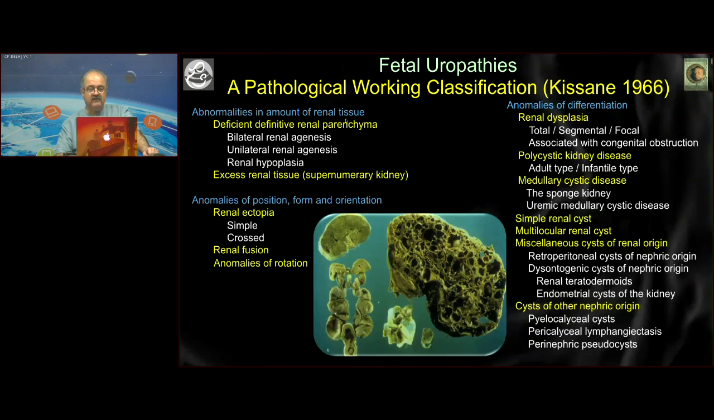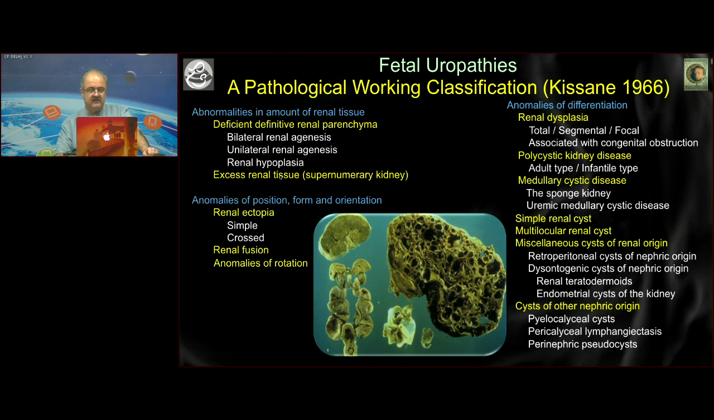So we have abnormalities in the amount of renal tissue. We have anomalies of renal position, the shape of the kidney and orientation of the kidneys. We have anomalies of differentiation, and in this we have several categories which we will discuss. In the anomalies in the amount of renal tissue, you could either have a deficient definitive renal parenchyma, which means either no kidneys, bilateral renal agenesis, or a unilateral renal agenesis, and of course a hypoplastic kidney, which may be unilateral or bilateral. You might have excess renal tissue, which is a duplication of one kidney or a supernumerary kidney altogether.